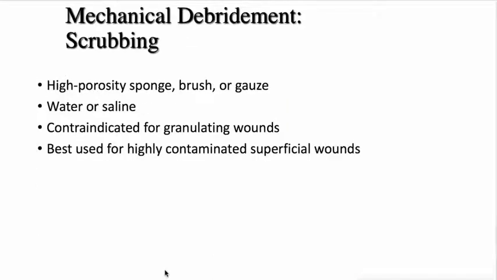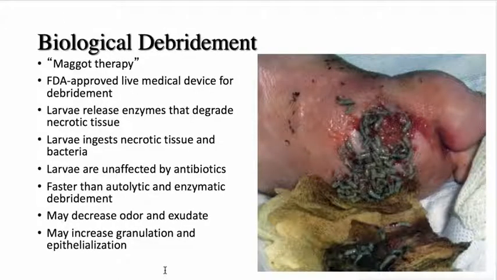Wound scrubbing. This is with high porosity sponge, brush, or gauze, water, or saline. It's contraindicated for granulating wounds because you're going to take out devitalized tissue. It's best used for highly contaminated superficial wounds.